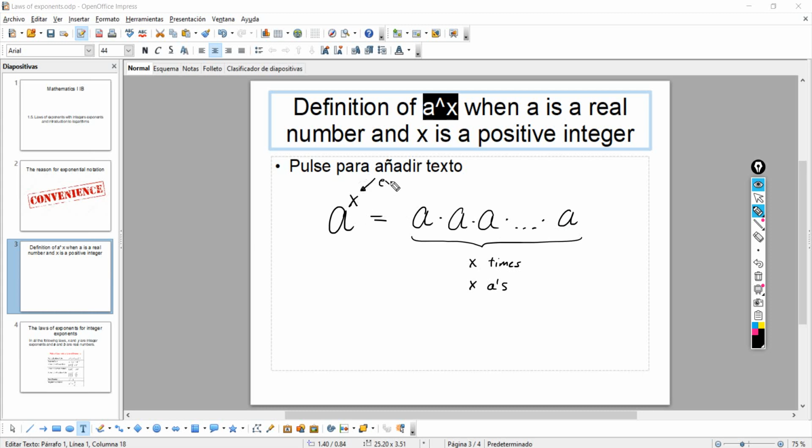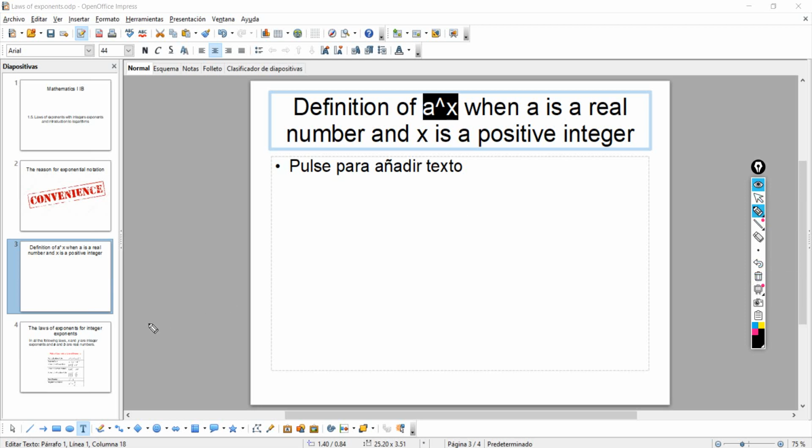Remember, this thing is called the exponent. And this number that you're multiplying by itself is known as the base. And this will be our formal definition of what this symbol means. With this definition, we're going to prove the most common laws of exponents. So you may want to write it down at the moment. Stop the video, write it down, and then let's continue.